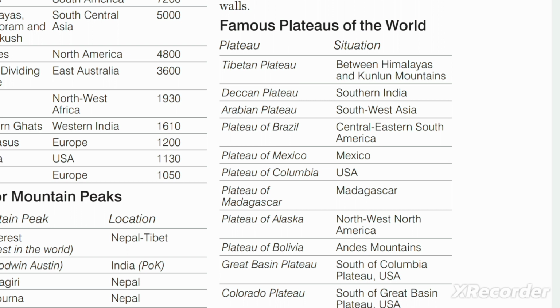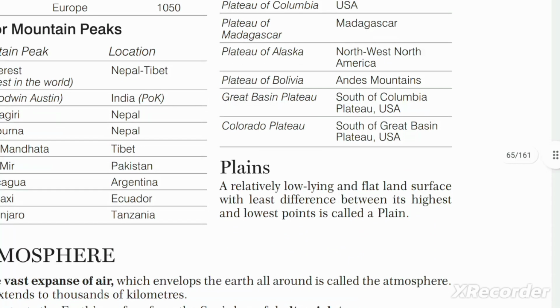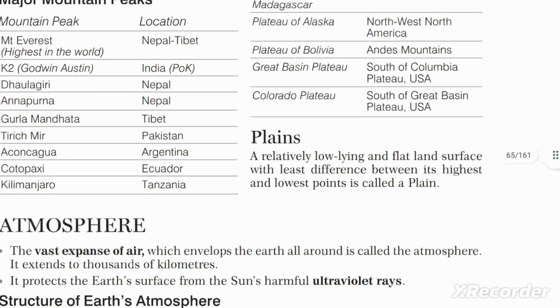Plateau of Brazil, central eastern South America; Plateau of Mexico; Plateau of Colombia, USA; Plateau of Madagascar; Plateau of Alaska, northwest North America; Plateau of Bolivia, Andes Mountains; Great Basin Plateau, south of Columbia Plateau, USA; Colorado Plateau, south of Great Basin Plateau, USA. Plains: a relatively low-lying and flat land surface with least difference between its height and lowest point is called a plain.